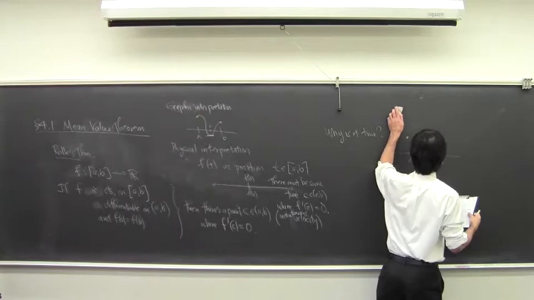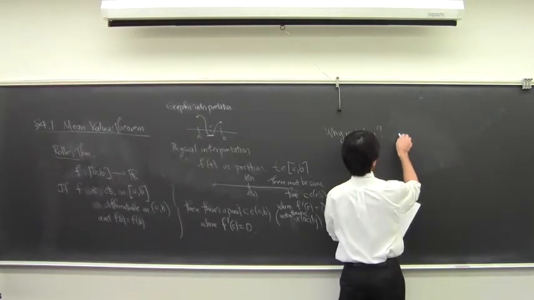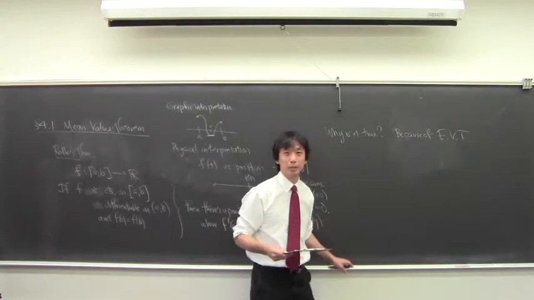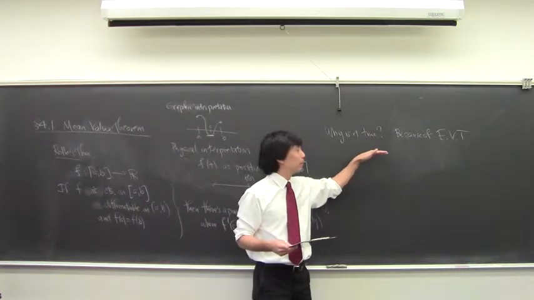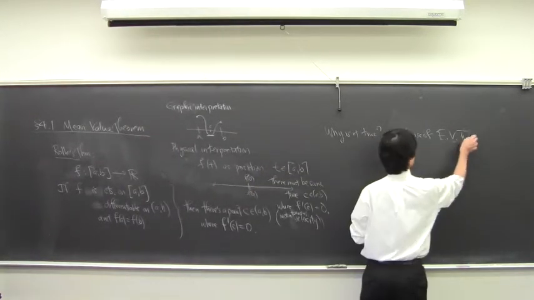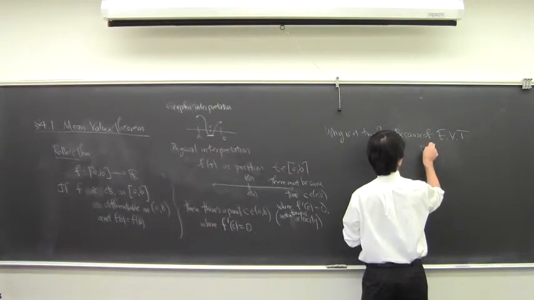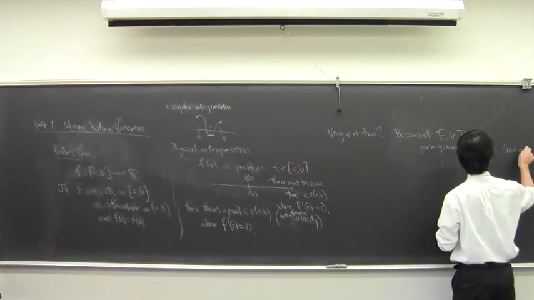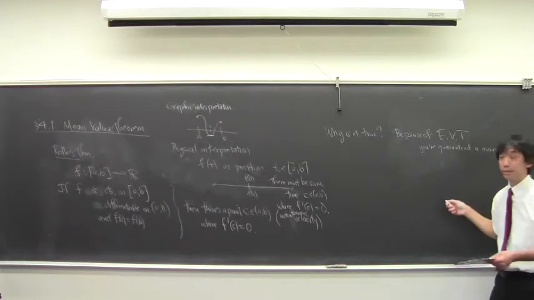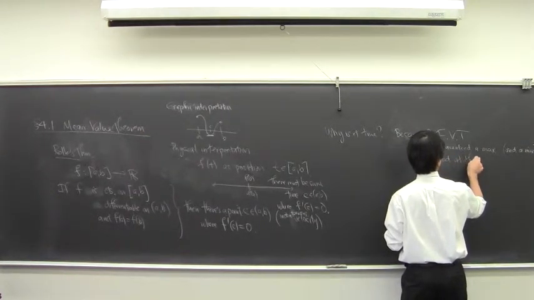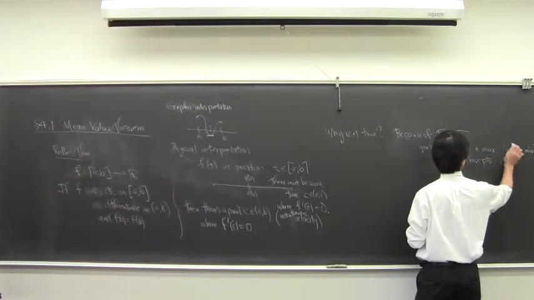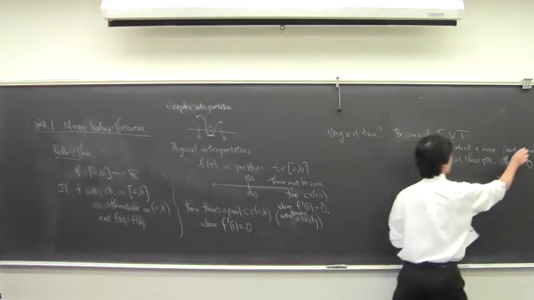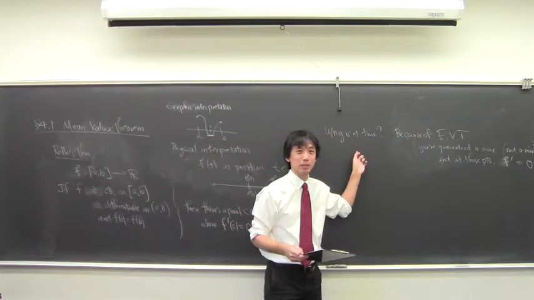Why is it true? Basically, because of the extreme value theorem. You're going to have a guaranteed max and a min, and at those points, the slope is 0. Okay, so that's the idea. But I'll lay out the actual argument more precisely in a second.